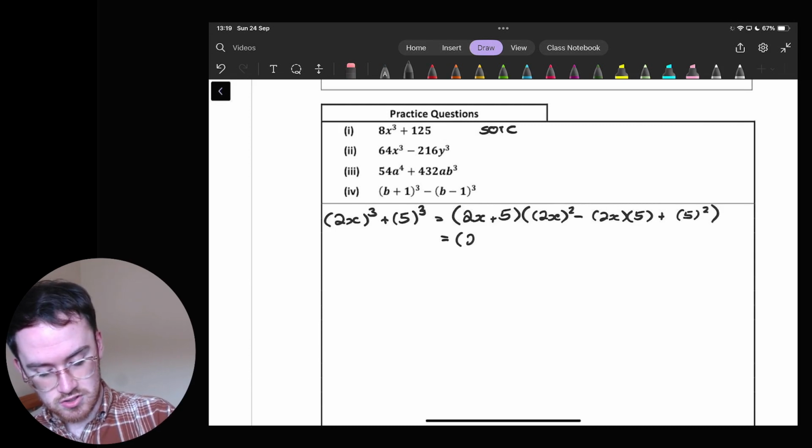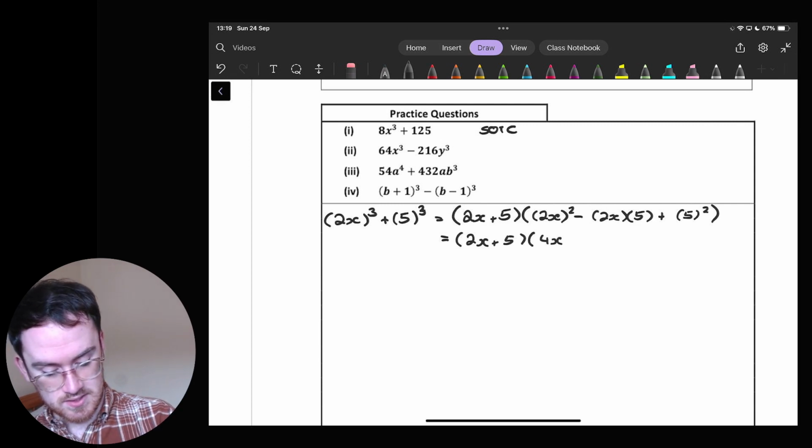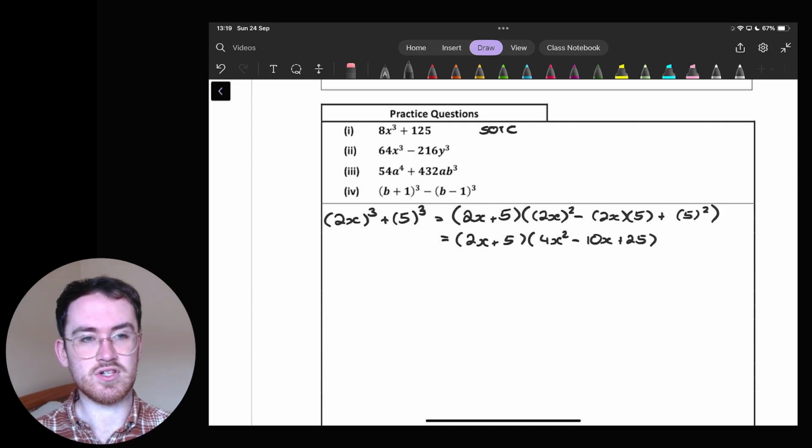And then again, we just multiply those terms out for ourselves there. So we get 4x squared minus 10x plus 25 as our end result there.